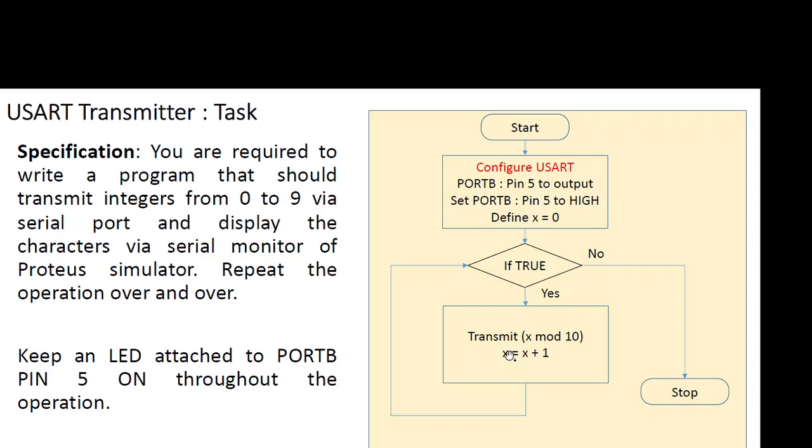So x will keep on incrementing from 0 to 9, and when it becomes 10, again this will transmit 0, and when it becomes 11, this will transmit 1. Likewise, this will keep on transmitting from 0 to 9 over and over. So that is what our operation is.